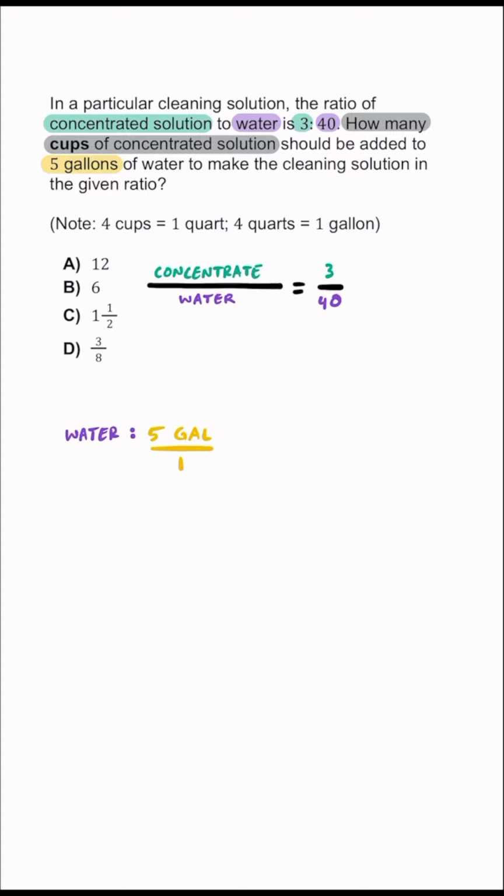Now cups are much smaller than gallons, so we should get a much bigger number when we convert this to cups. We know that 1 gallon is equal to 4 quarts, so let's multiply this and say that 1 gallon is the same thing as 4 of these quarts. So this is an equivalent ratio here. If we do this, notice that we're going to be able to cancel out these gallons, and we'll just be left with quarts. And then we want to convert this into cups.